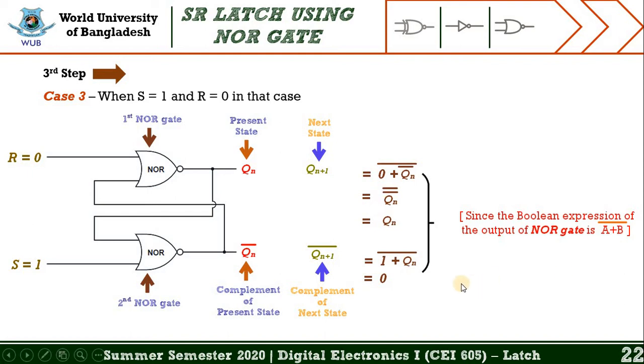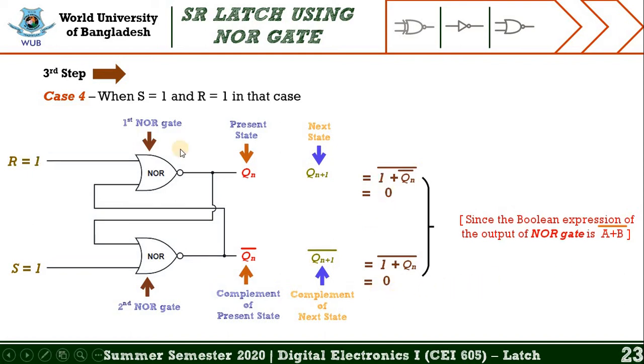So let's move into the next slide. Well, from this slide, case 4 represents when both inputs are 1, which is S equals 1 and R equals 1. In that case, first we need to look at the upper NOR gate, which has two inputs. One is R, and the value of R is 1, and another input is Qn bar. And if we look at the next state, we may find 1 OR Qn bar, whole bar. In that case, we find 0.